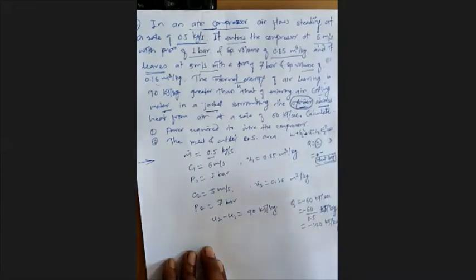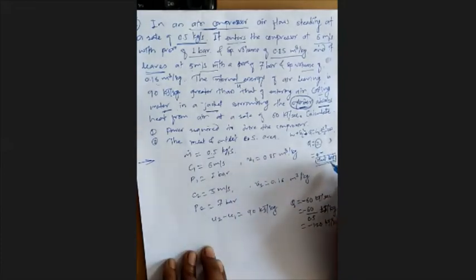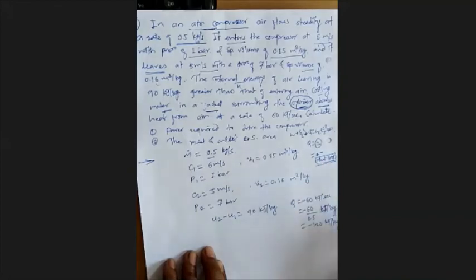If you get plus, mention that heat lost by the system is this one. If you get negative, you can make it plus and write that heat lost by the system is this much. Okay. Yes, sir. Okay.